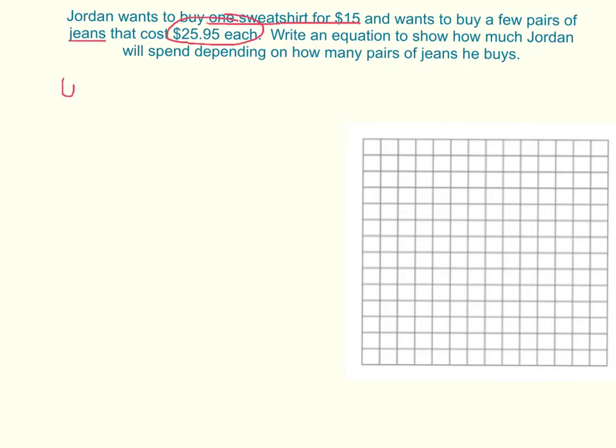So, y equals mx plus b. The slope would represent buying more than one of something. And you see the word each, so $25.95 matches up with x, that's your slope. And then a one-time payment of $15 for the sweatshirt. So $25.95, and that's per pair of jeans. So your x represents jeans. And then y would be how much total money you're spending.